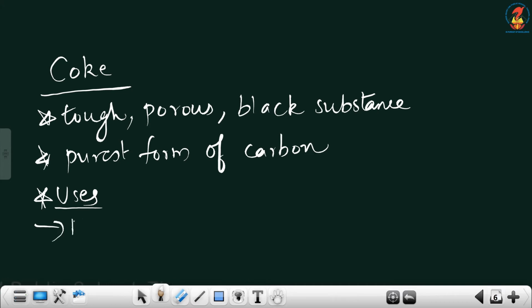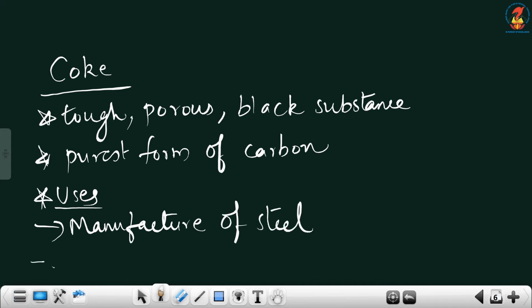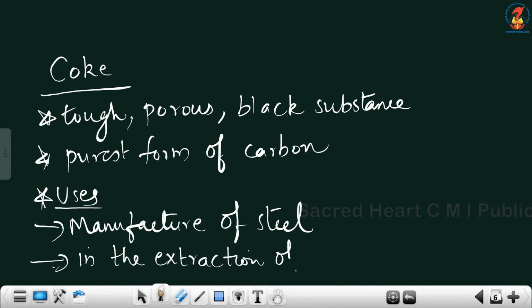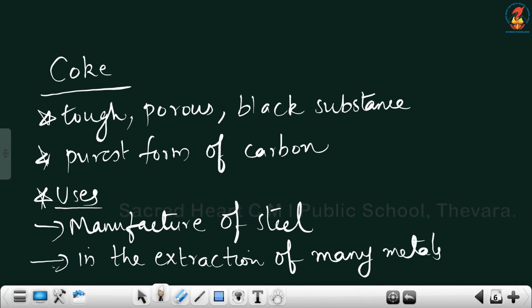Now, uses are, it is used in the manufacture. Coke is used in the manufacture of steel. Then, in the extraction of many metals. So, it is very important.